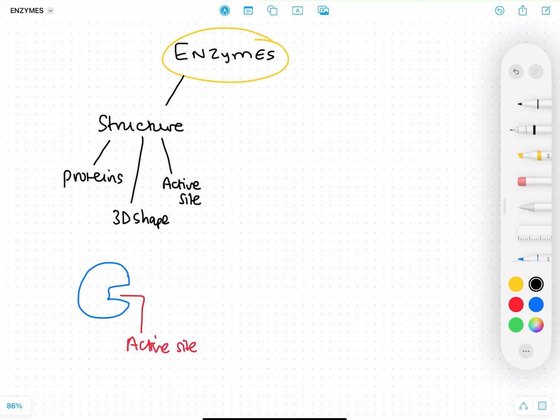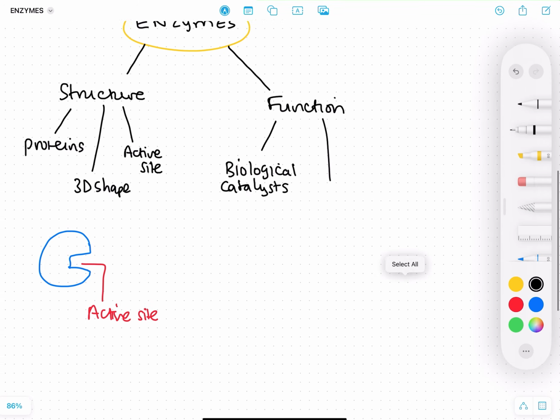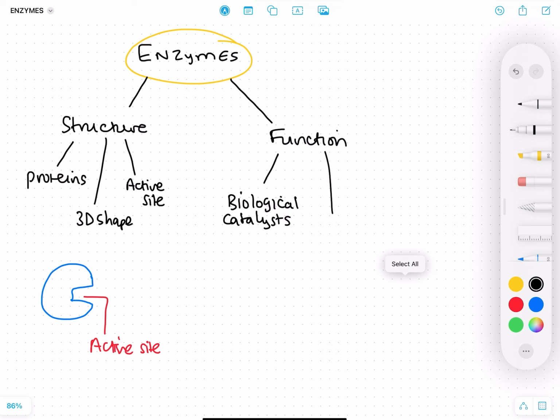The function of an enzyme. Enzymes are biological catalysts. This means they speed up the rate of chemical reactions in living organisms. The enzymes are commonly involved in digestion reactions. If you have already learned about the digestive system, you may remember an enzyme called amylase that's found in the mouth, and that amylase digests starch.